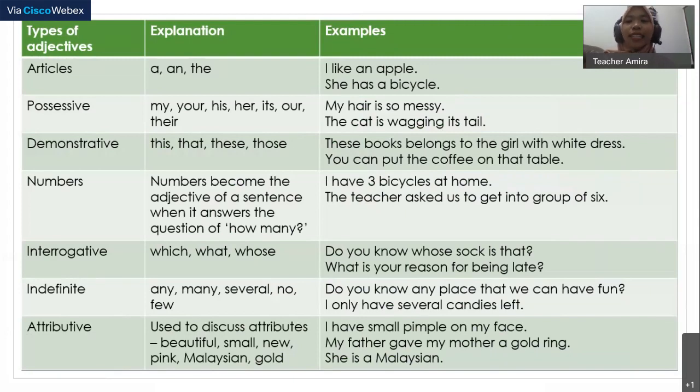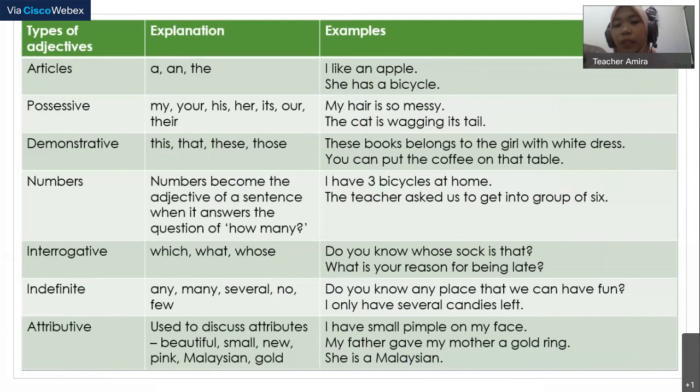Now let's take a look at possessive adjectives. We usually hear that there is a possessive pronoun. What is a possessive pronoun? Possessive shows belonging, so it can also be used as an adjective. The examples of possessive adjectives are my, your, his, her, its, our, and their. These are all possessive adjectives.